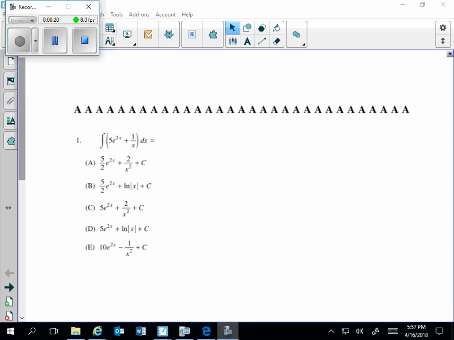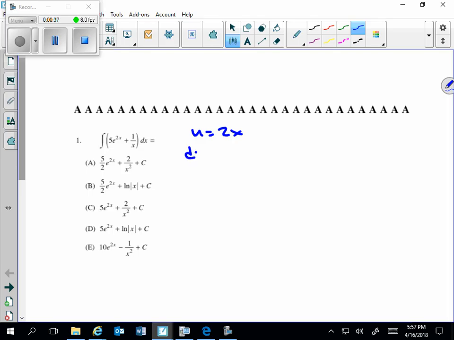So here we go. This is the 2015 practice test, and we'll just again see how far we can get. So looking at this, we're looking at an integral. So I'm going to do a u substitution. I'm going to let u equal 2x, the exponent part. And so du equals 2 dx. And so 1/2 du equals dx. And the 5 I'm just going to bring out in front.